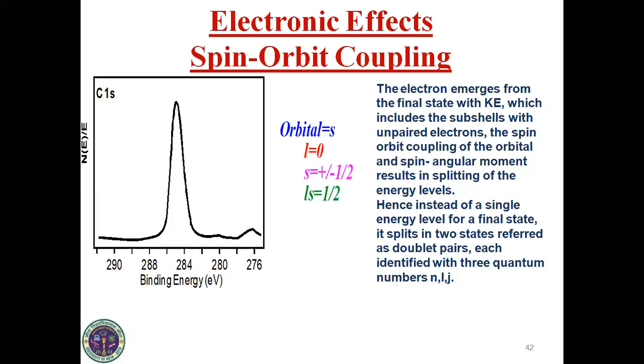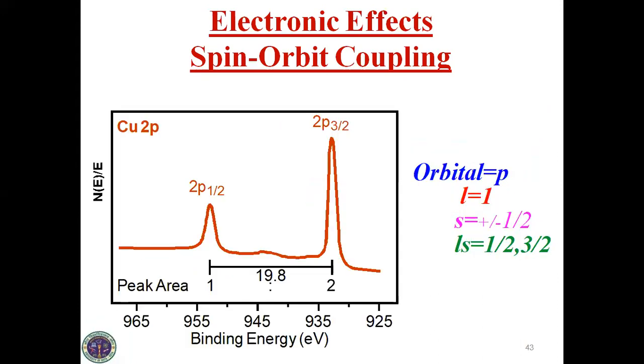Now we are going to look at other spectra also. For copper 2p spectra, you can see L is equal to 1 because it is for p, S is equal to half, so J values will be 1/2 and 3/2. Accordingly, we will have 2p 3/2 and 2p 1/2 with a separation of 19.8 electron volt in terms of binding energy. This will remain fixed. However, with certain other element doping, it is going to change also.